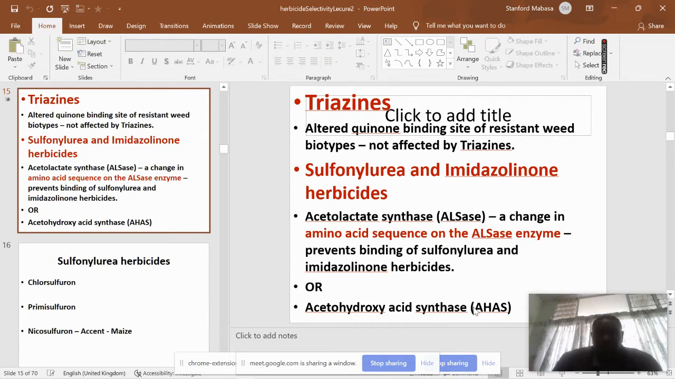And if we can move on to sulfonylurea and the imidazolinone herbicides, again, there's a special enzyme known as acetolactate synthase, ALS. A change in amino acid sequence on the ALS enzyme can prevent binding of sulfonylurea and imidazolinone herbicides. The other name for this enzyme is acetohydroxy acid synthase, AHAS.